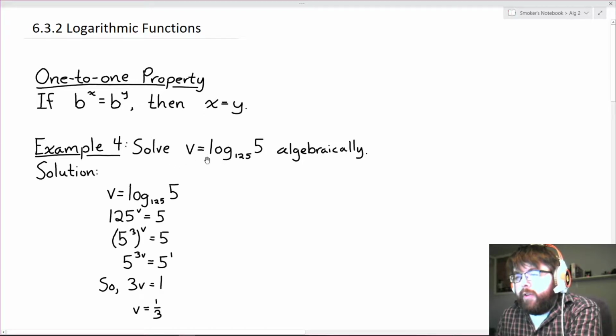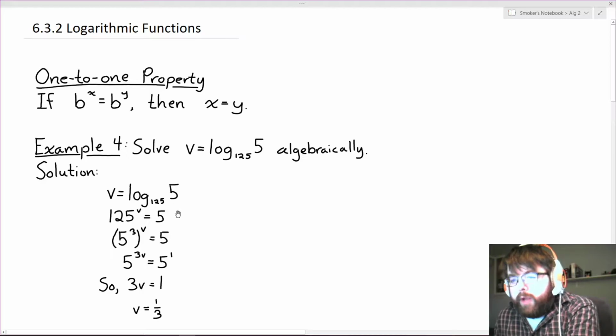So here we have a logarithmic function. V is equal to log base 125 of 5. Okay, the first step is I'm going to rewrite this in exponential form. That's what we were doing in the last section. So I'm going to take my base, 125, raise it to the power of V, and I'm setting that equal to 5.